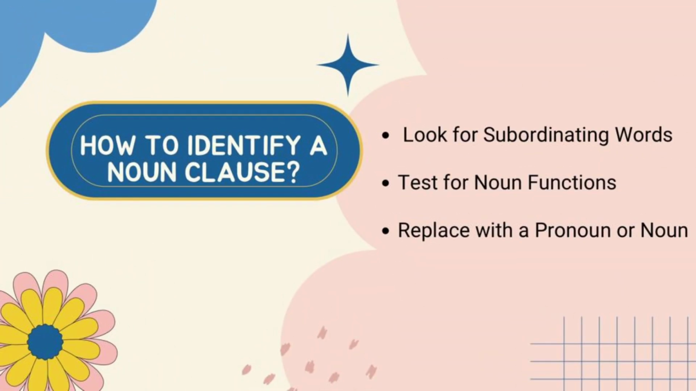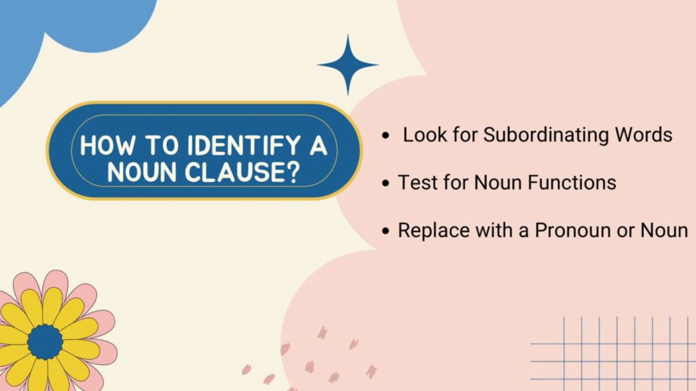Third, look for subordinating words. Noun clauses often begin with subordinating words such as that, whether, if, what, who, where, how, and more. These words introduce the clause and are a good indicator that you're dealing with a noun clause.